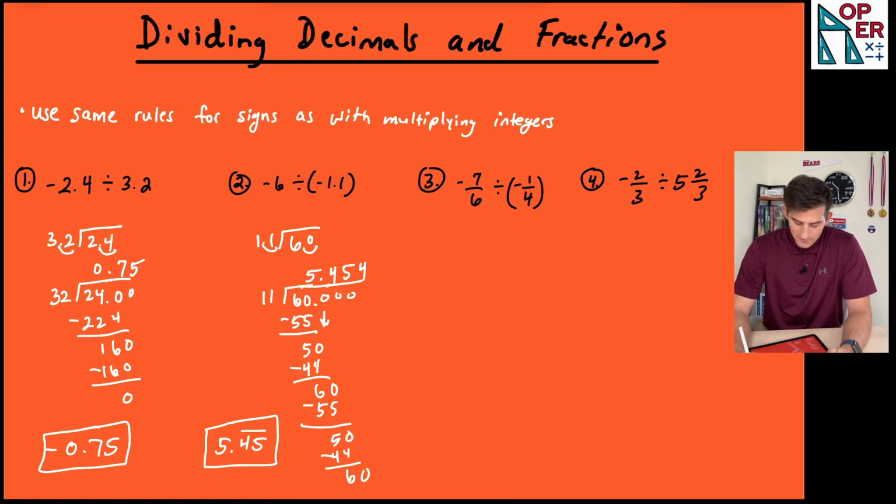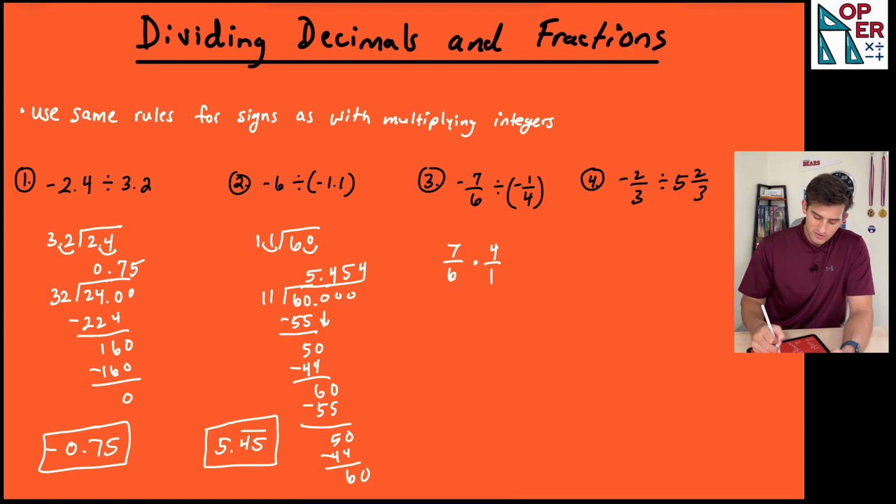All right, number 3, negative 7/6 divided by negative 1/4. So negative divided by a negative, so we know our answer should be positive. So let's do 7/6 times 4/1. Notice how I did the reciprocal of 1/4 and I changed it to multiplication. Sometimes people call that KFC, not Kentucky Fried Chicken, but keep, flip, change. So what that stands for is we're going to keep the first fraction the same. We're going to flip the second fraction or take the reciprocal, and then we're going to change division to multiplication.